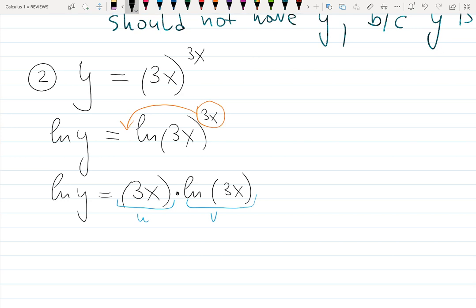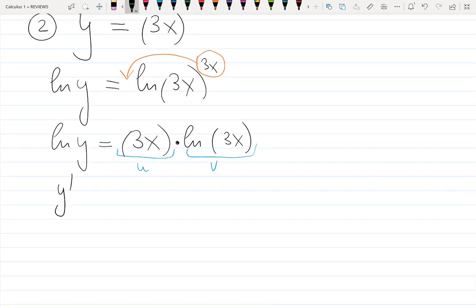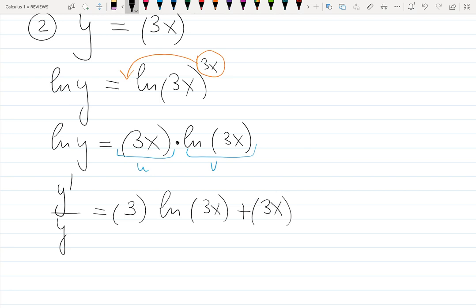Now start implicit differentiation. Again, it will be y prime over y on the left hand side and product rule on the right hand side. So I'm going to have derivative of 3x, that's 3, copy natural log of 3x, plus copy 3x, differentiate natural log of 3x. You could write it down as log 3 plus log x, but it's a little bit too much writing, I think, because derivative of log of 3x is not very hard. It's going to be 1 over 3x times derivative of 3x, which is 3, and it cancels out.